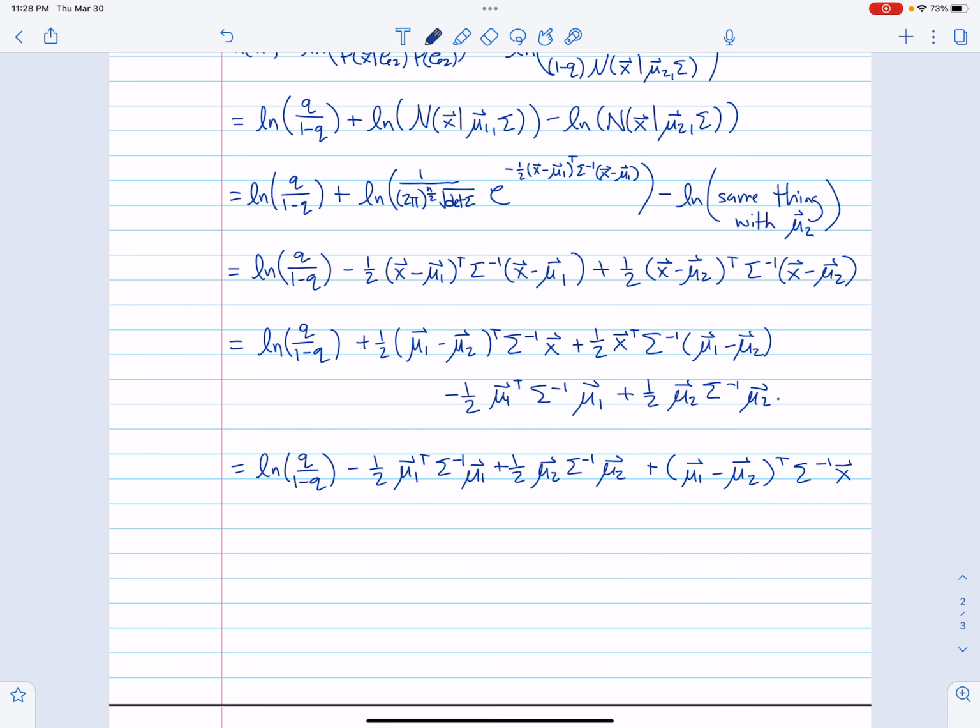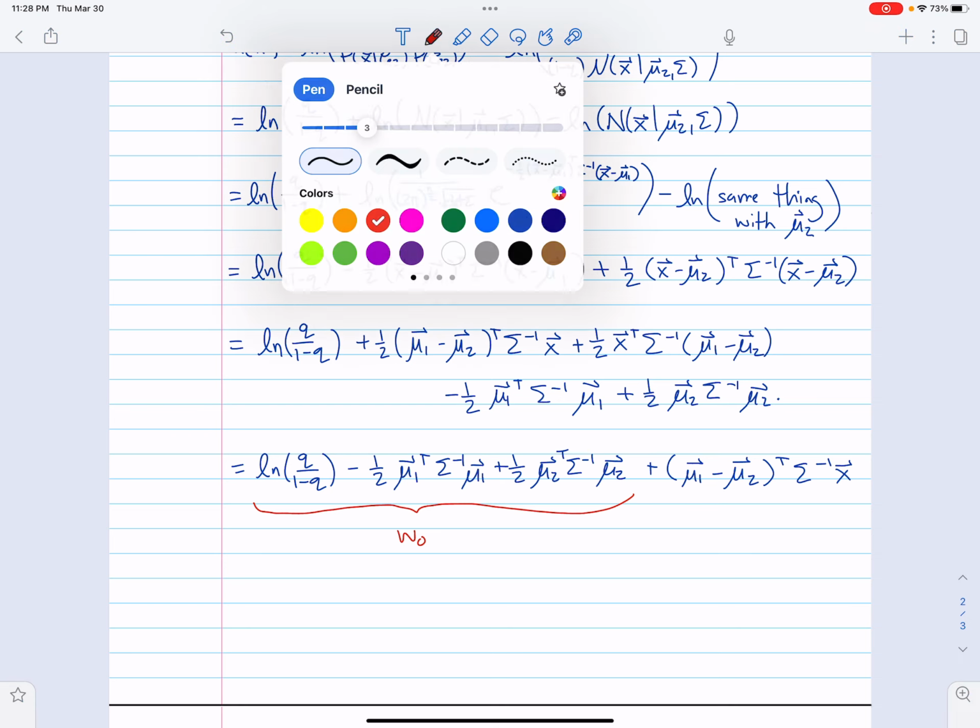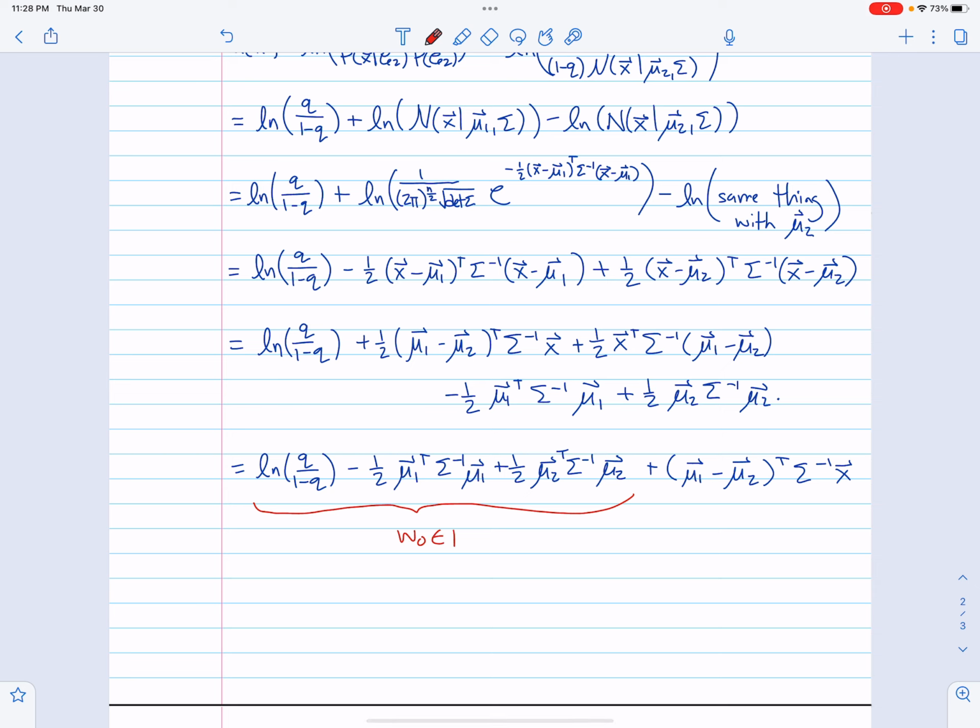And I'm going to call this, let's change colors here. I'm going to call this sort of like this term W0. And as ugly as this term is, notice everything in this term here is actually just a scalar. Okay? So this term looks really nasty, but everything's just a scalar. So I'm just going to group that all together and call that W0.